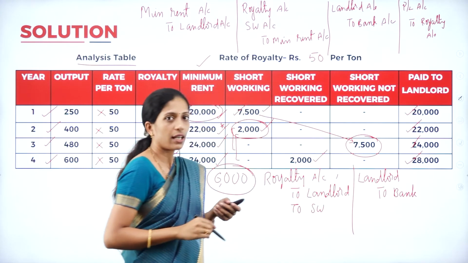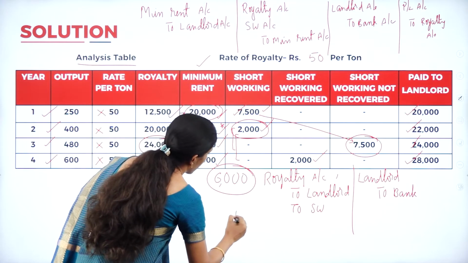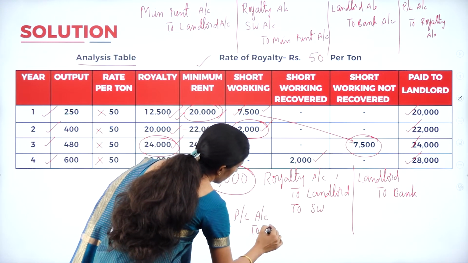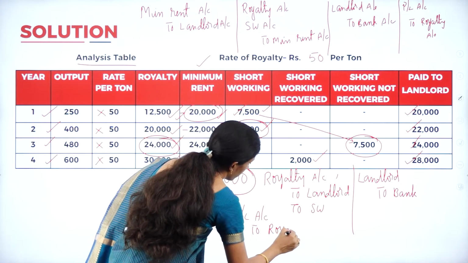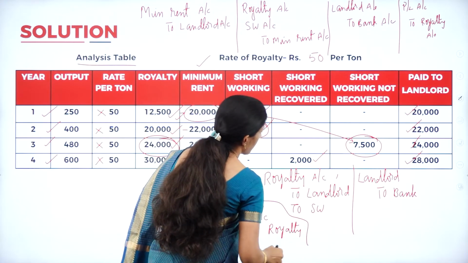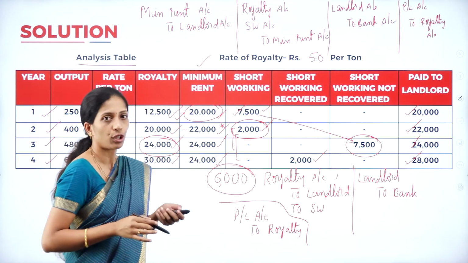Next, third entry. What is the third entry? You are transferring the royalty to profit and loss. So, profit and loss account debit to royalty. So, this is how the entries will be. Now, come to the first entry, royalty account debit to landlord, to short workings.